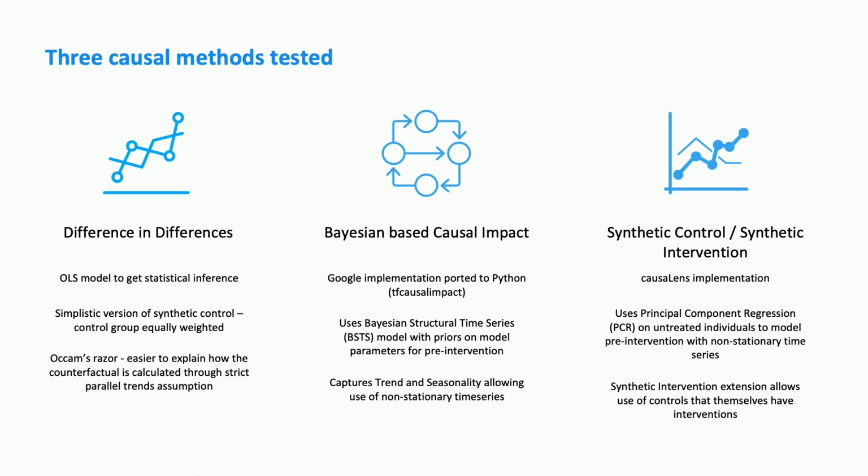And then I also tried synthetic intervention. And this is implemented by our very own CausalLens team here. And they use principal component regression to capture the model fitting from the control group to the treat group. And they also have a way to handle non-stationary time series.